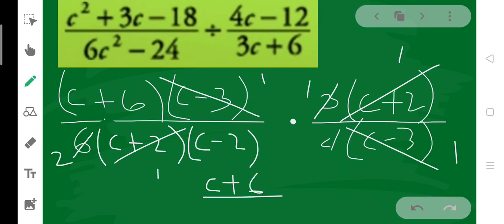All over. How about the denominator? We have 2 times 1 times c minus 2 times 4 times 1. So we have 2 times 1 times 4 times 1. We have 8 times c minus 2. Okay, so this is now our final answer. c plus 6 all over 8 times c minus 2.